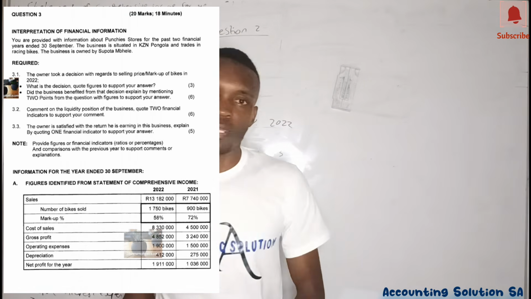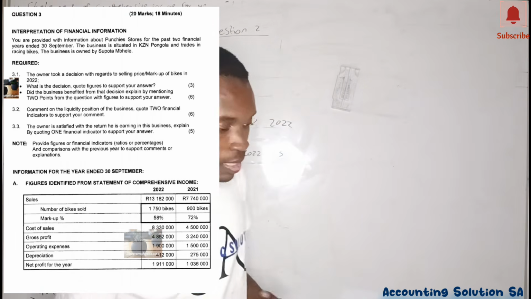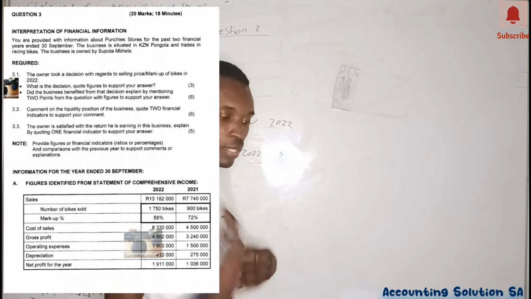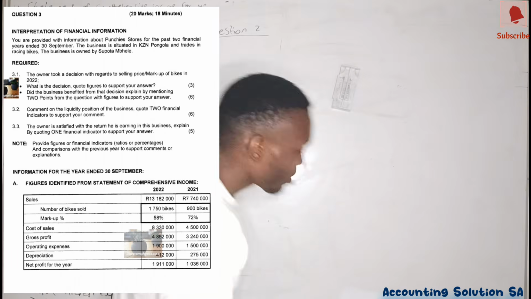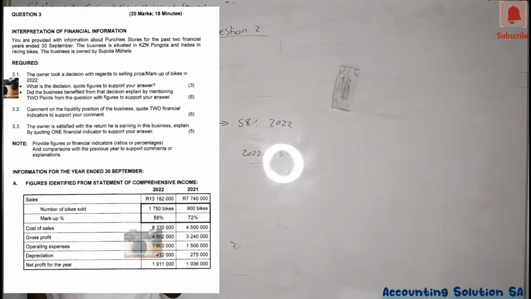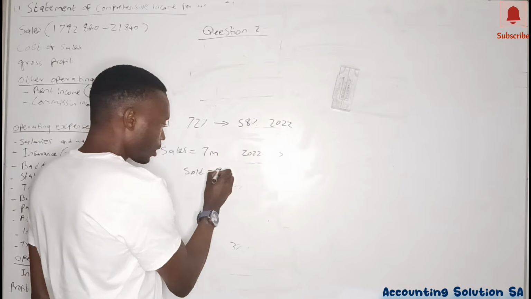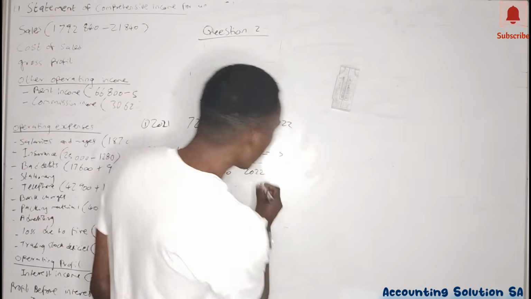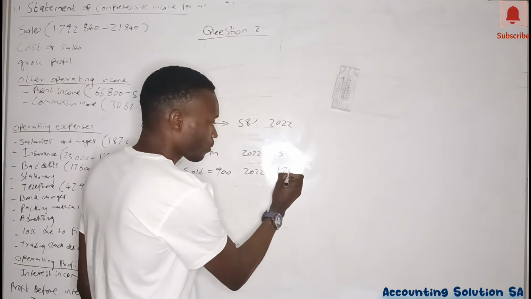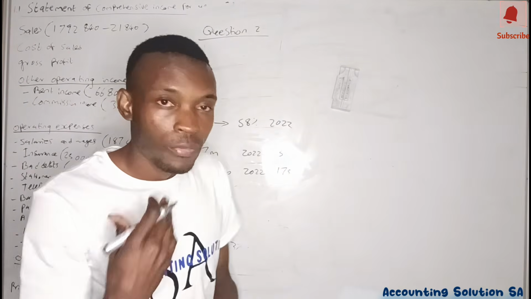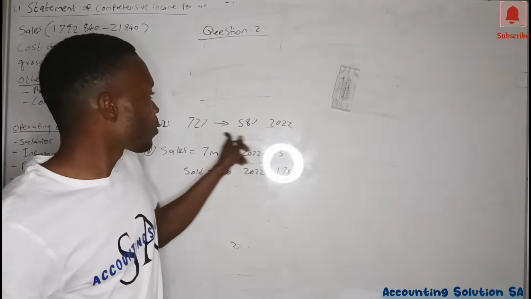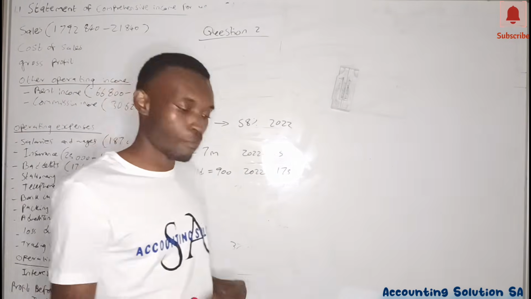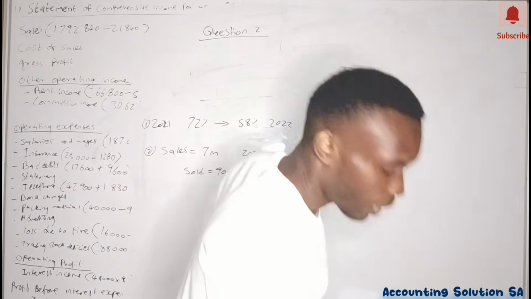Then let's take the number of bikes that they sold, because it's also going to support the answer. In 2021 they sold 900, but in 2022 they increased and sold 1750. Which means that the strategy of reducing the markup was working, because more customers came and bought a bike because of the lower price.